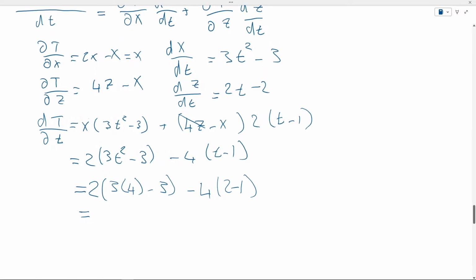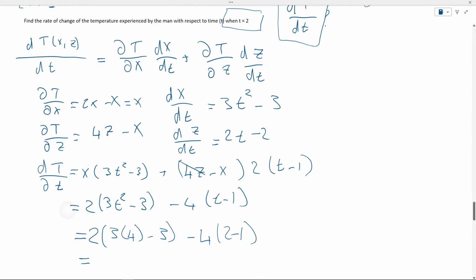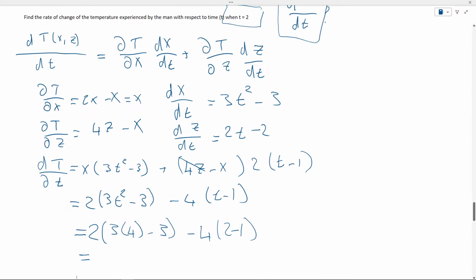Let's see, t is equal to 2, yeah, so that's minus 3. I think I did, so I have 12 minus 3, that's 9 times 2. What did I do here?